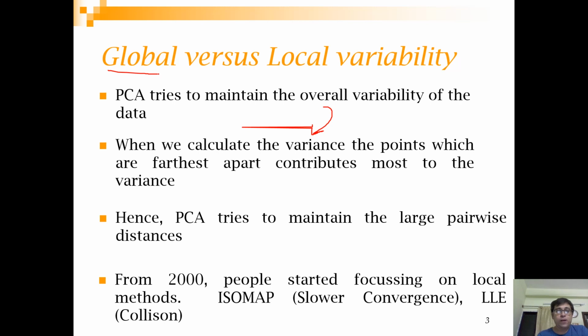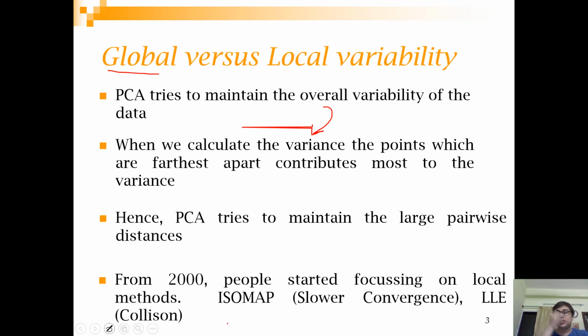From 2000, people started focusing on local methods. They thought that these large pairwise distances, which are global distances, may not be the best way to represent that particular data set, and that may not be very stable as well. So they started focusing on local methods. A couple of local methods are Isomap and LLE. LLE stands for locally linear embedding. Both came around the year 2000. Isomap had a problem of slower convergence, whereas LLE had a problem of collision.